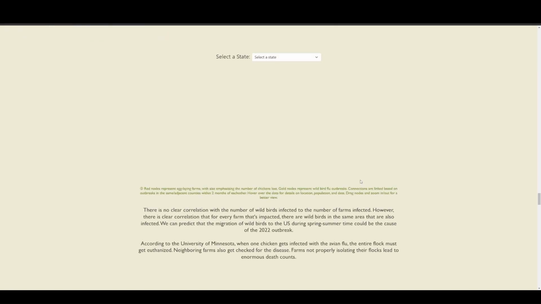Our next chart is a force-directed diagram that illustrates the relationship between avian flu outbreaks in the wild bird populations and outbreaks on egg-producing farms. Here we'll select a state for an example.